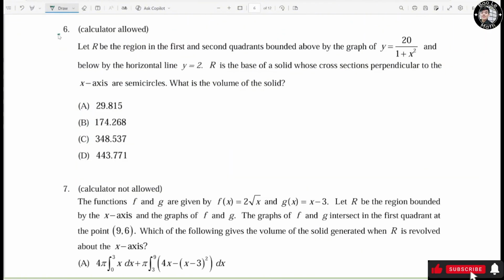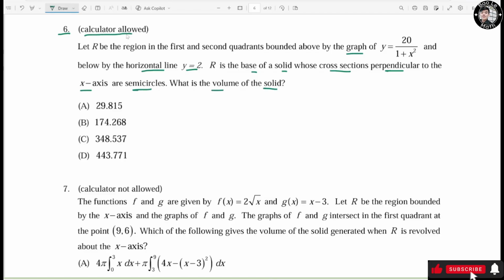Now let's move on to question 6. Let R be the region in the first and second quadrants bounded above by the graph y equals 20 over 1 plus x squared and below by the horizontal line y equals 2. R is the base of a solid whose cross-sections perpendicular to the x-axis are semicircles. What is the volume of the solid?